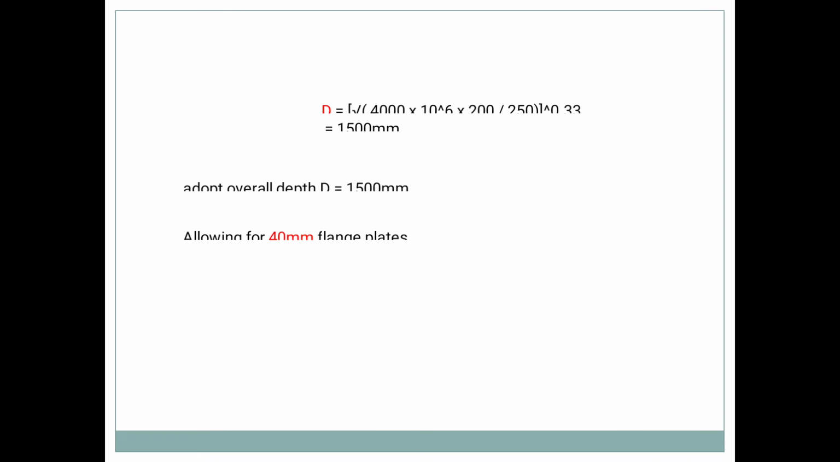Then adopt overall depth allowing for 40 mm flange plates. So depth of the web is d is equal to 1500 minus 80, equal to 1420 mm. Then thickness of web: d by tw is equal to 200 epsilon, then tw is equal to d by 200 into 1, so 1420 divided by 200, which is about 7.1 mm.